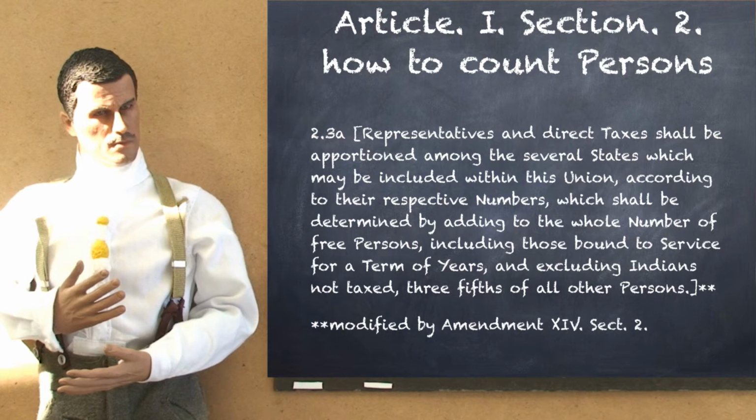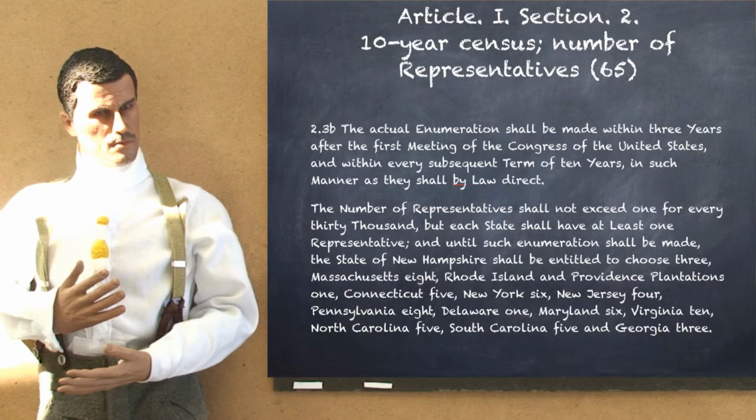And the second part of 2.3 is here. I've actually broken it into two parts. It's really just one big paragraph, but there's two parts here. And this next part, I call it 2.3b. It says, the actual enumeration shall be made within 3 years after the first meeting of the Congress of the United States and within every subsequent term of 10 years in such manner as they shall by law direct.